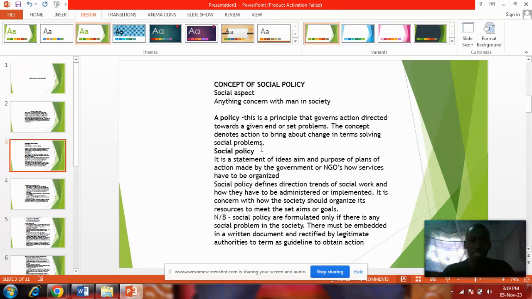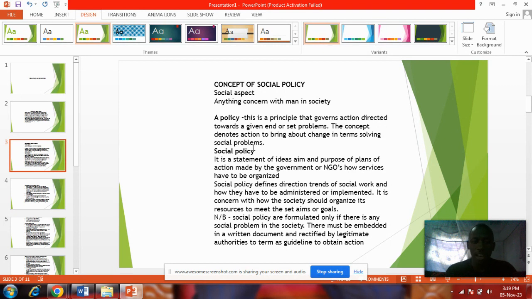We have the social policy itself. It is a statement of ideas, aims, and purpose of action by government or NGOs, showing how services have been organized. Social policies define the direction and trends of social work, and how they are administered or implemented. It is concerned with how the society should organize its resources to meet the set aims or goals.